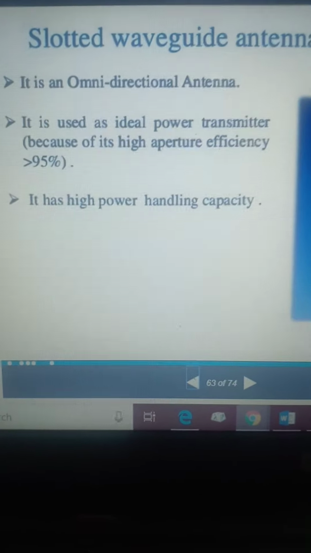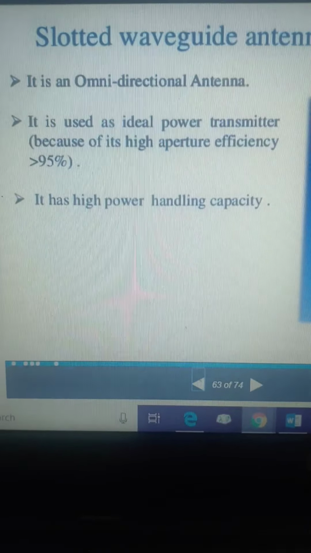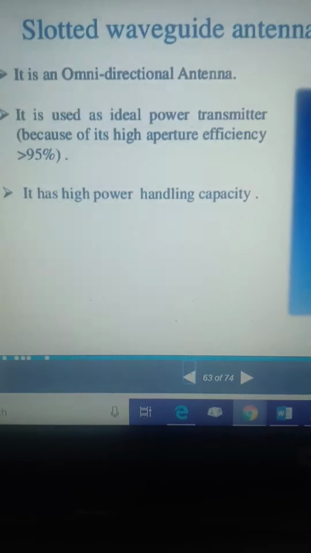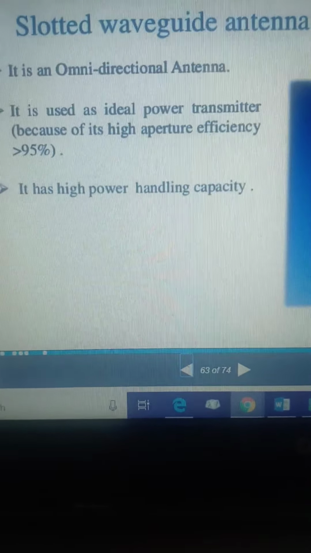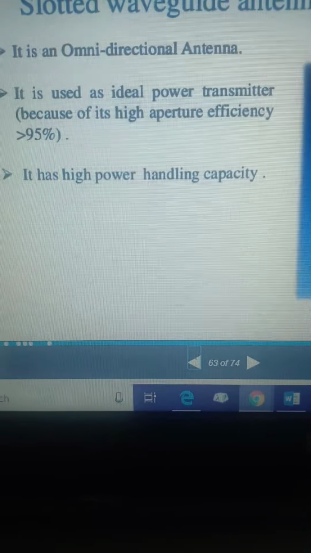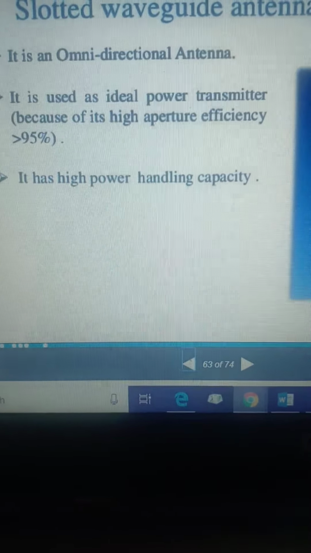The aperture efficiency is more than 95%, so it radiates more microwave energy. It has high power handling capacity. It can handle large powers. So this is the structure of the slotted waveguide antenna.